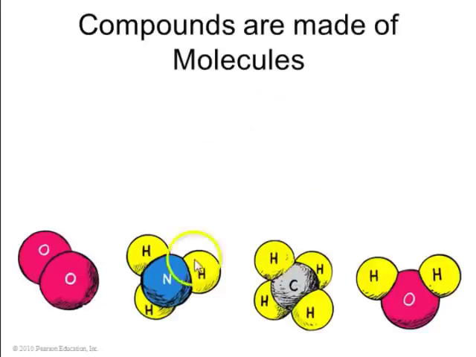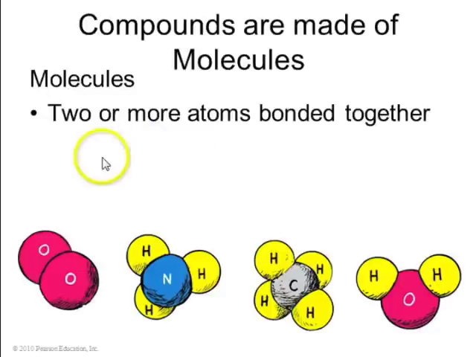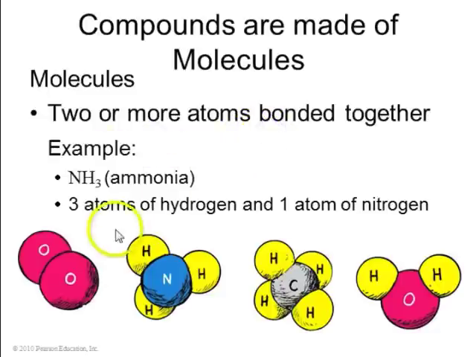So molecules form compounds, and this is when two or more atoms are bonded together. So, for example, O2 is molecular oxygen, two oxygens bound together. NH3 is ammonia, one nitrogen with 3 hydrogens around it. Here we have a hydrocarbon, I think that's methane, CH4, and here is H2O, so water.